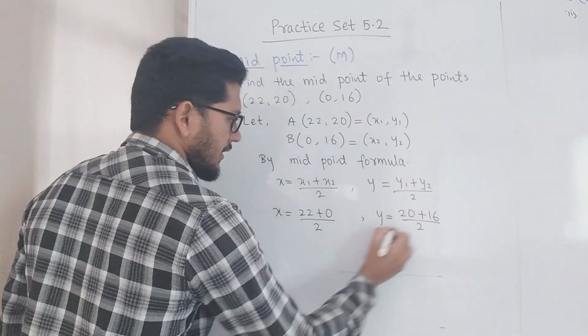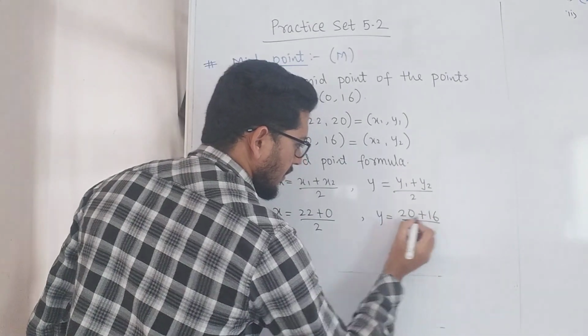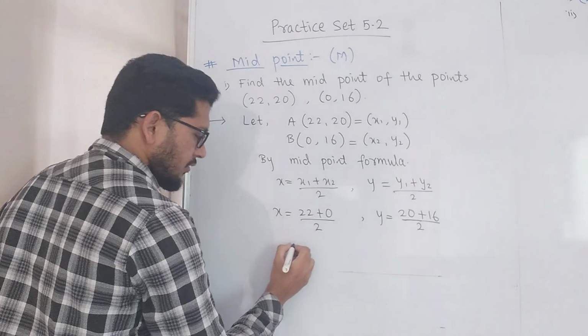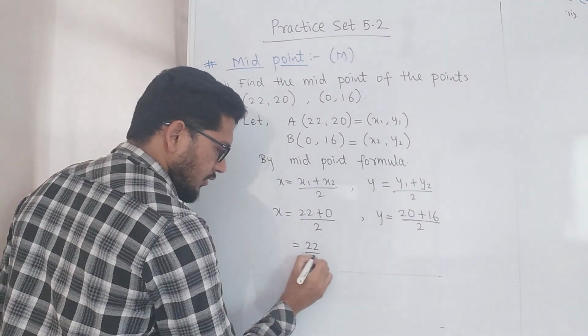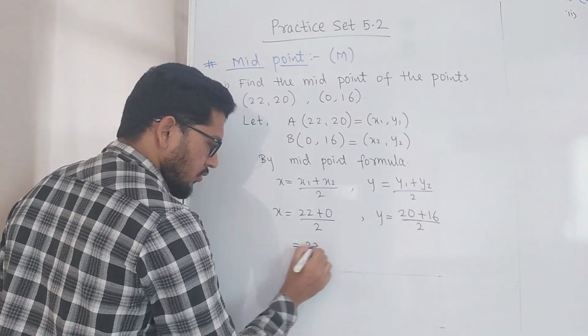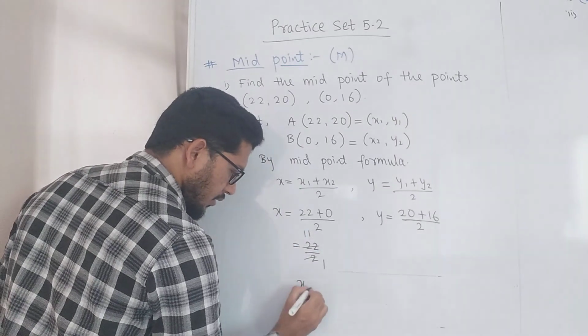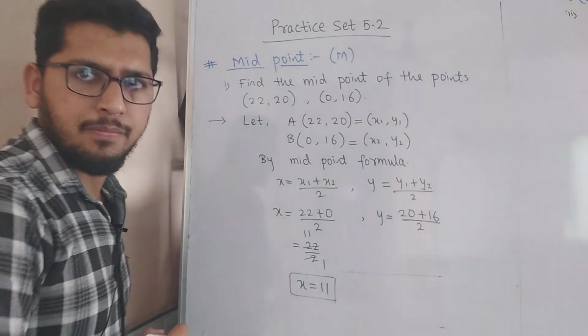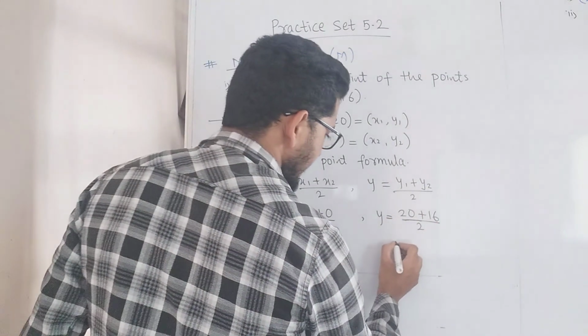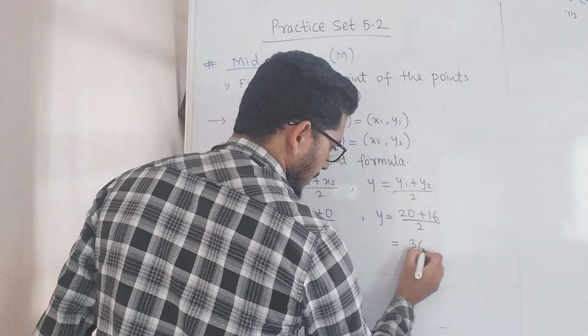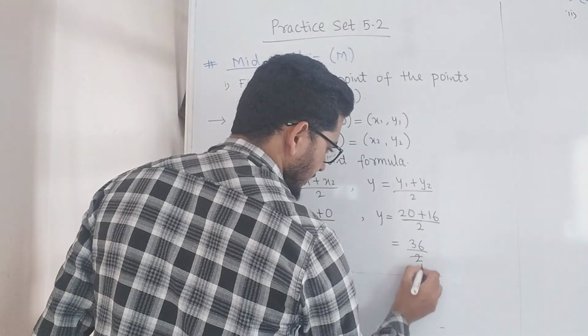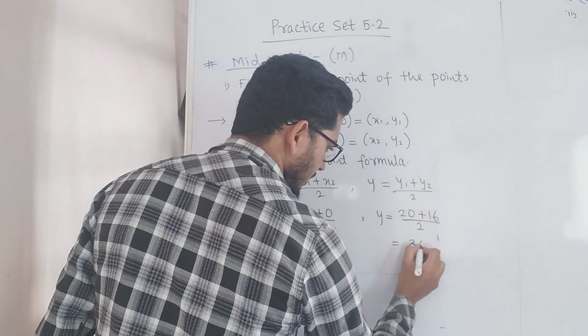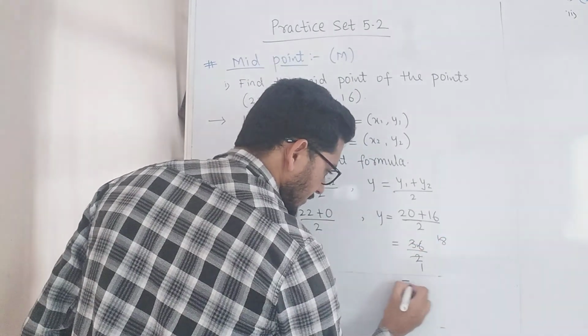Okay, after that, what can we write? 22 plus 0 is 22 upon 2, and 22 upon 2 is, if you divide, 2 ones are 2, 2 ones are 2. So x will be 11. The value of x is 11. Okay, and here 20 plus 16 is 36 upon 2. Now we will divide this, 2 ones are 2, 1 will be here, 2 8s are 16. Then this will be 18.